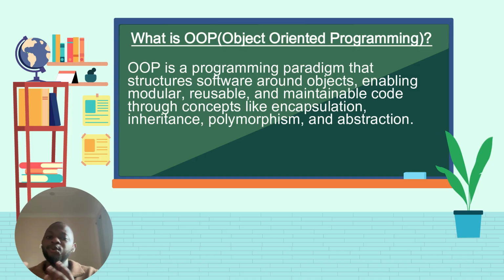What is OOP? What is object-oriented programming? Object-oriented programming is a programming paradigm that structures software around objects, enabling modular, reusable, and maintainable code through concepts like encapsulation, inheritance, polymorphism, and abstraction. We'll touch on those a bit later. But for now, we're going to start with the basics of object-oriented programming: our object.